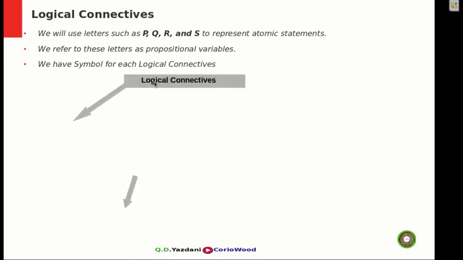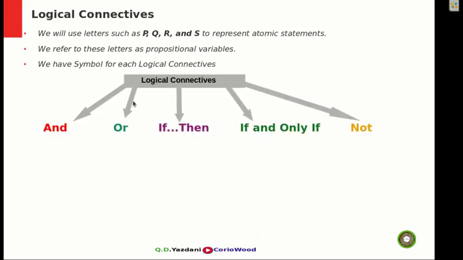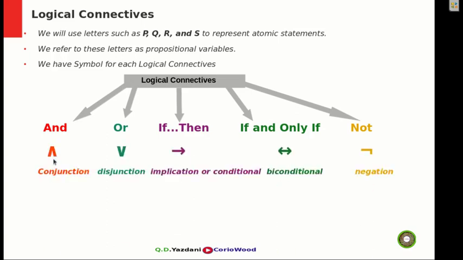So our symbols are, as we said in the previous video, the first one is AND, the second one is OR, the third one is if then, the fourth one is if and only if, the fifth one is not. The wedge shape one in mathematics is conjunction, the V shape one, which is OR, in mathematics we say is disjunction. The third one, the right arrow, if then, is called implication or conditional, and sometimes we call this imply. Sometimes when you see the right arrow, we say that this is imply.